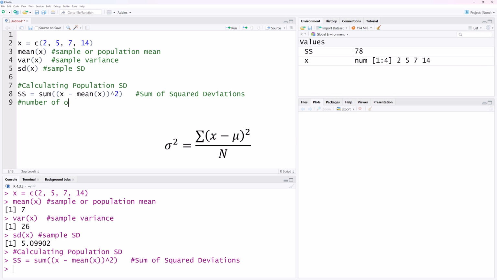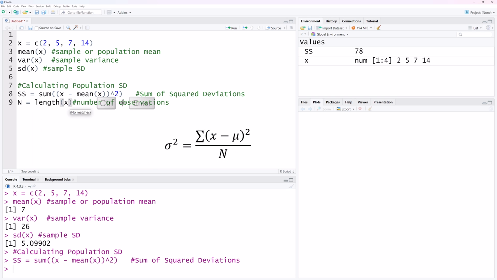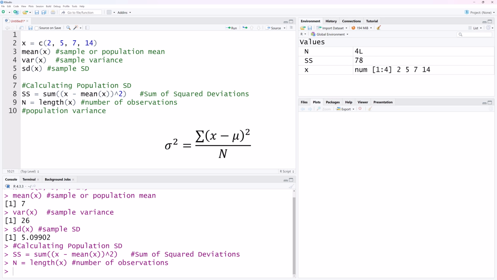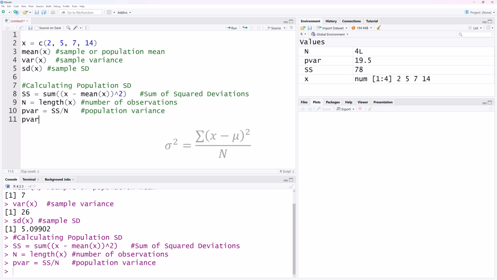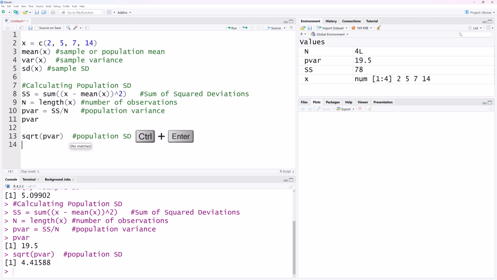Now, for the number of observations or population size, let's use the uppercase N, and the function is length(x). Now, for the population variance, let's call it PVAR. It is the sum of squared deviations over N. And printing it, we have 19.5. We can thus obtain the population standard deviation by simply taking the square root of the population variance.